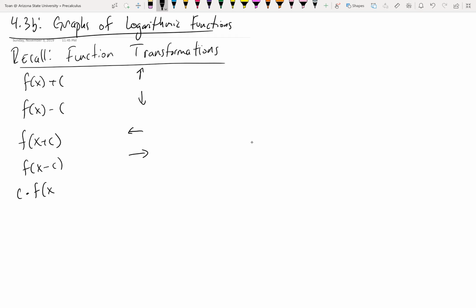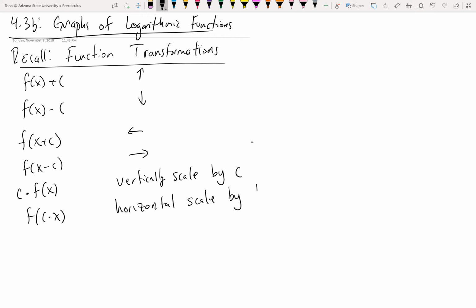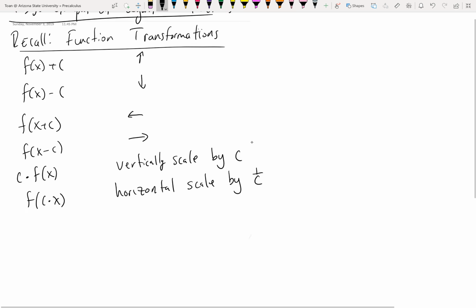If you're multiplying the whole function by a number, it will vertically scale by whatever number you multiply by. However, if you multiply directly to the x, it'll horizontally scale by the reciprocal of what you multiply by. So if I multiply the x by 2, I actually scale it back by 1/2. If I multiply by 1/3, I've actually stretched it out by 3 horizontally.